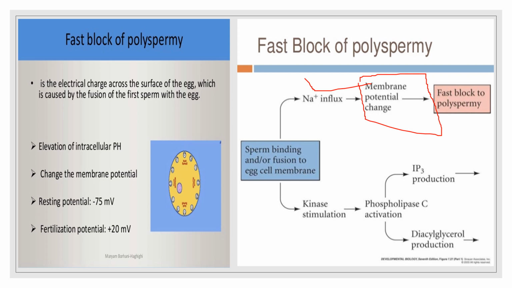The initial resting membrane potential was minus 75. After sodium entry, the potential will be plus 20 millivolts. That potential is denoted as the fertilization potential. So this intracellular positivity within the cell will prevent the entry of the sperm. This is the first block.